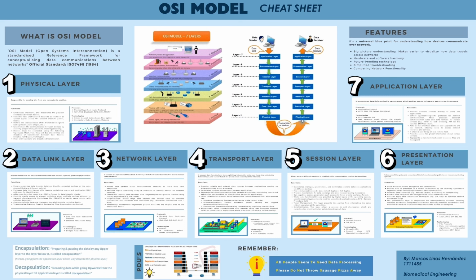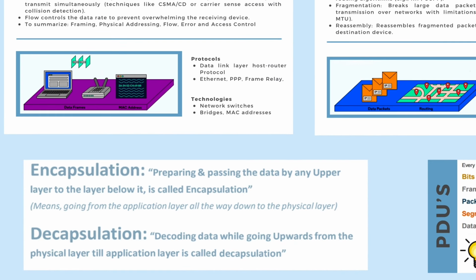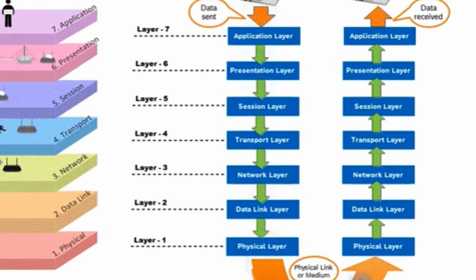Also, we have some important concepts when talking about the OSI model. First, we have the concept of encapsulation, which is preparing and passing the data from any upper layer to the layer below it. And it means going from the application layer all the way down to the physical layer. So basically, this one, what I told you in the beginning of the video, where we go from the application layer to the physical layer, is called encapsulation.